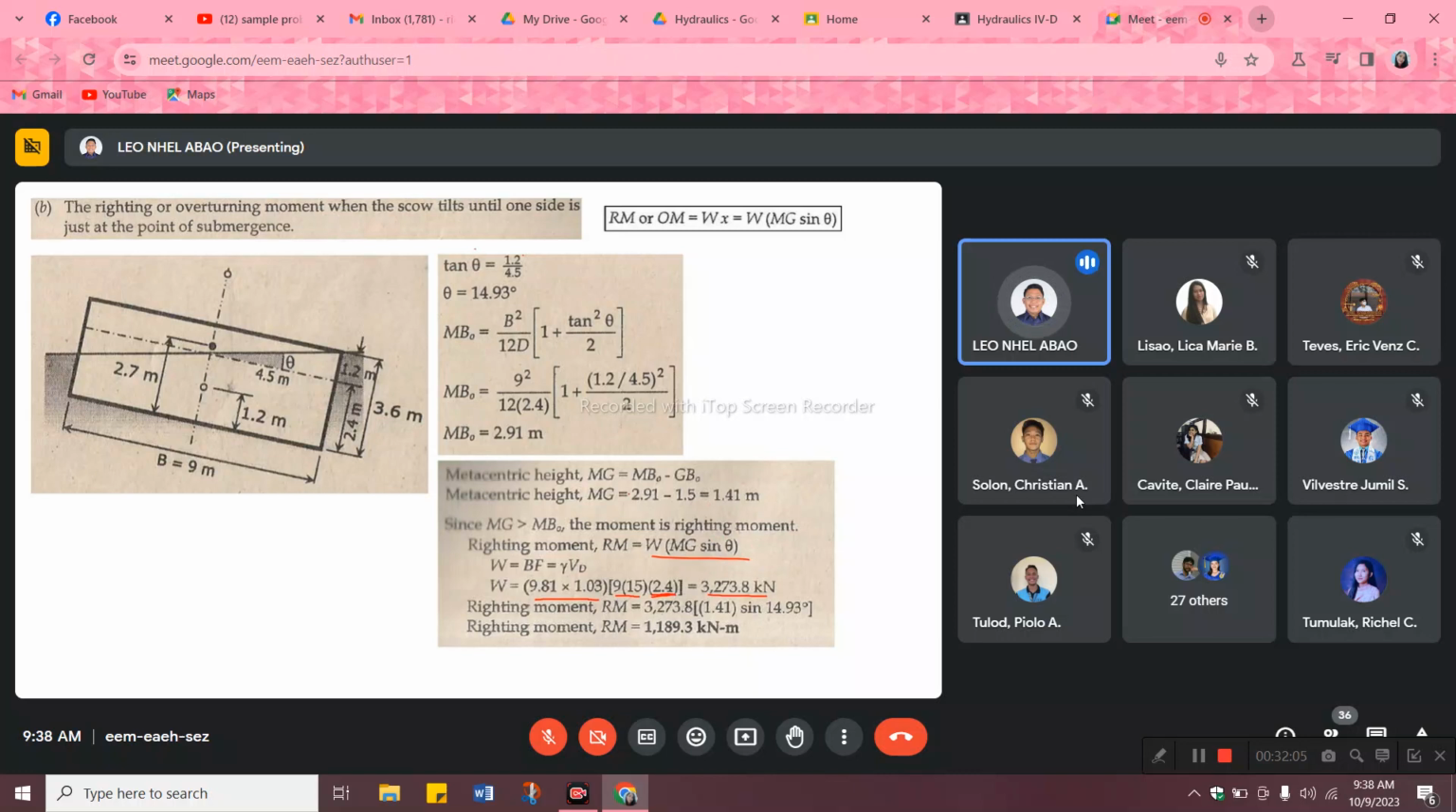Now, to get the moment, we just multiply by MG sine theta. Again, class, this metacentric height is new, 1.41, not the same as last time, because that was the initial one and now it is tilted. And then sine 14.93 degrees. So we have a righting moment of 1,189 kilonewton meters. Since there is a righting moment, it will return to its original position. Any questions so far, class?